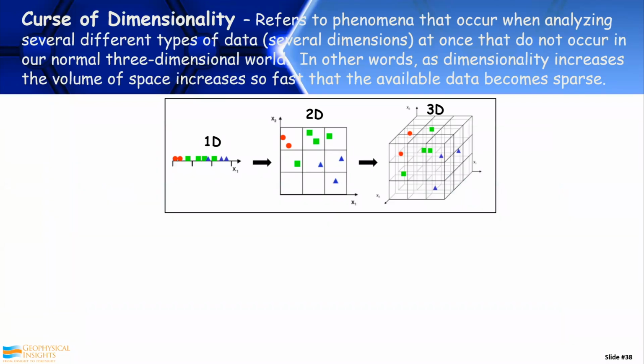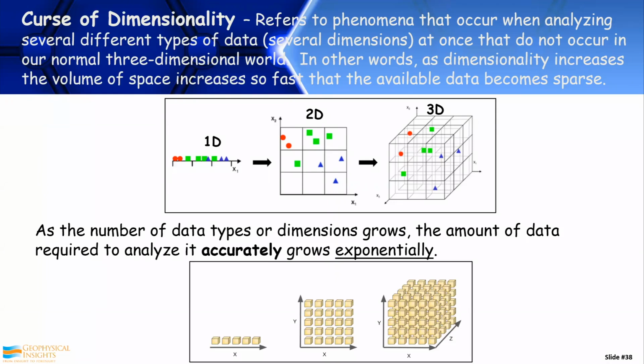So the curse of dimensionality, if you look at this diagram, refers to the phenomena that occurs when we analyze several different dimensions of data at once. And as we go into attribute space, so beyond 3D, for every attribute we're introducing, we're adding another dimension in attribute space. And as the dimensionality increases, as we map this volume into 3D, you can see that the volume of space increases so fast that the data is sparse. And so we're not providing data in every cell to be able to analyze.